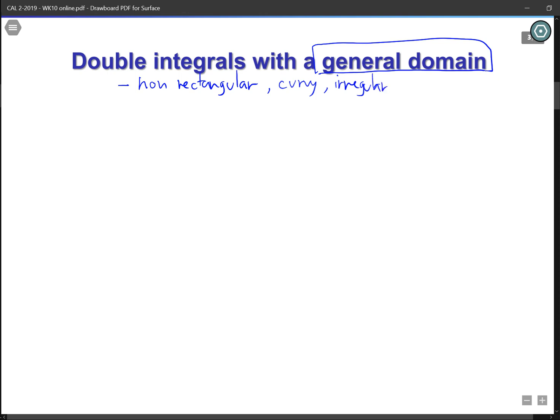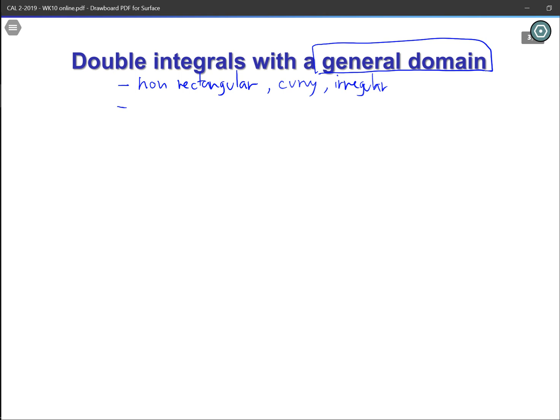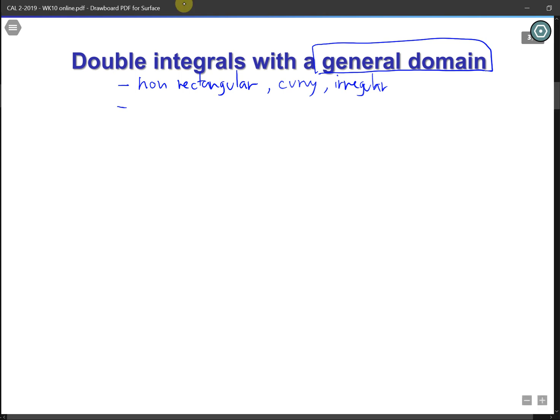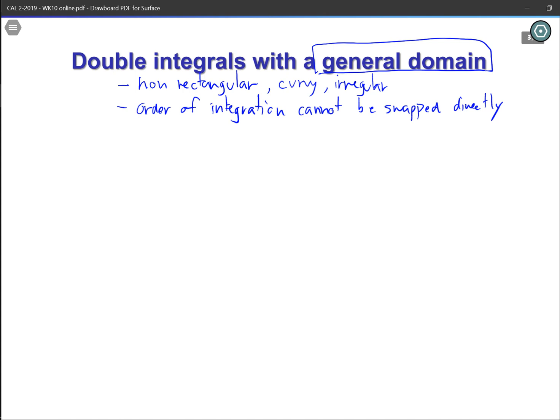Okay, and the next thing you need to know about this is that the order of integration usually cannot be swapped, interchanged directly. So we can't just swap it, just like in Fubini's theorem 1. That's not going to work here.